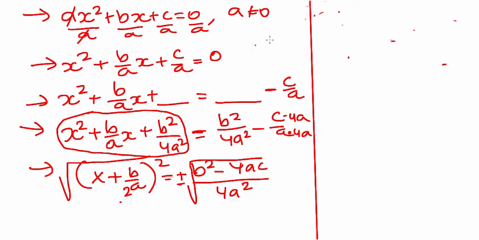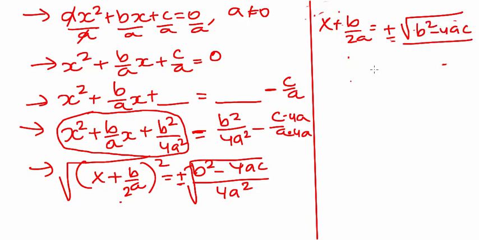Okay, so we get x plus b over 2a is exactly plus or minus. You cannot simplify the square root of the top, b squared minus 4ac, so it stays like this. You can, however, take the square root of the bottom. If you take the square root of 4a squared, the square root of 4 is 2, and the square root of a squared is just a, so you get 2a.